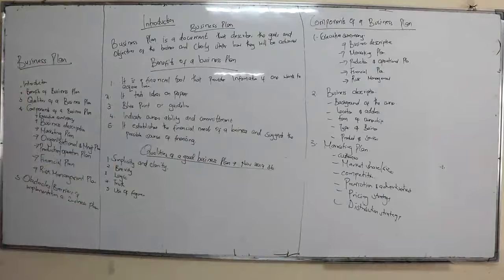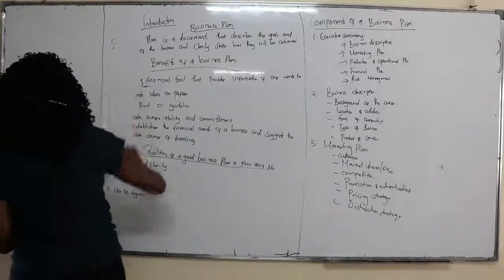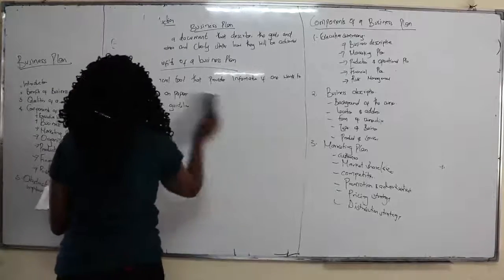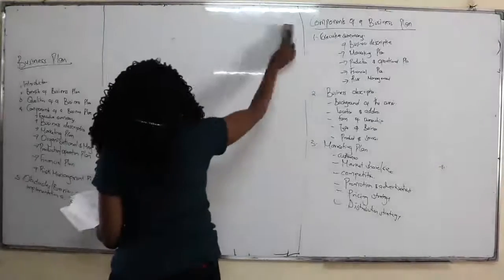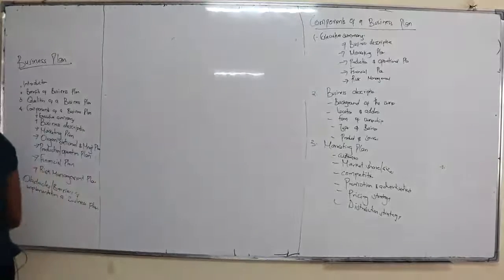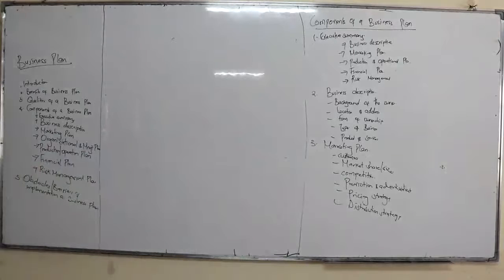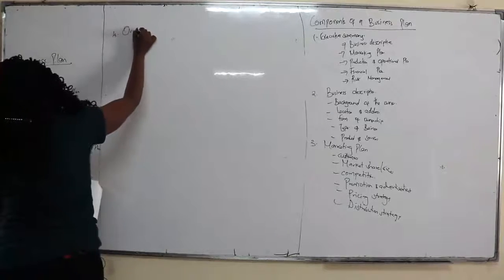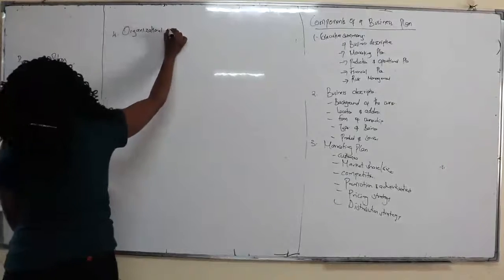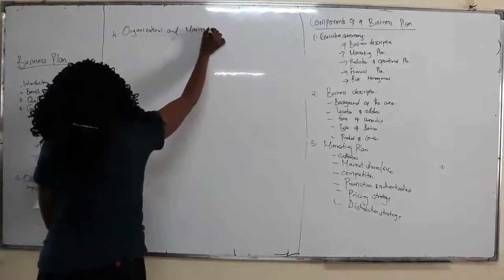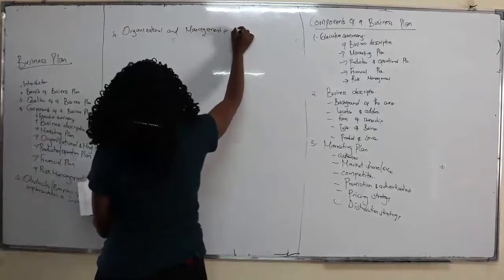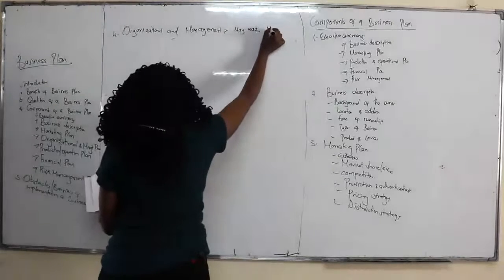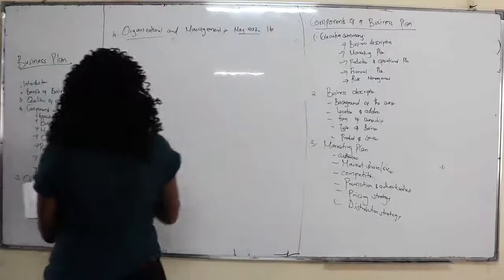Also, the fourth one is the organizational and management plan. Our reference is May 2017, question number 1B. We'll go and look at that question.